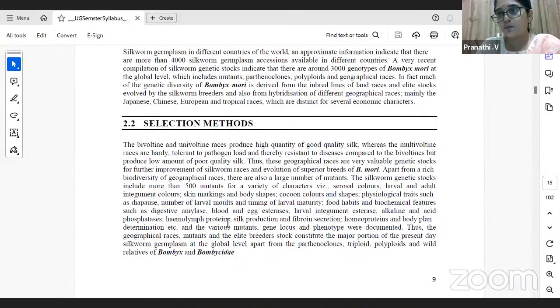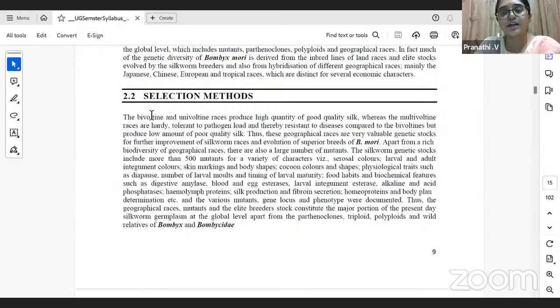So we have univoltine, bivoltine, polyvoltine breeds, meaning the breeding that takes place annually is univoltine, bivoltine is twice, polyvoltine is many times in the life cycle. Because of which the quality of silk is going to differ based on the number of times silk is produced in the life cycle. So you have the geographical races also, which contribute to your genetic stock, in fact, and there are a lot of mutations. I'm just recapitulating what has been taught yesterday. So we'll go to the next page.